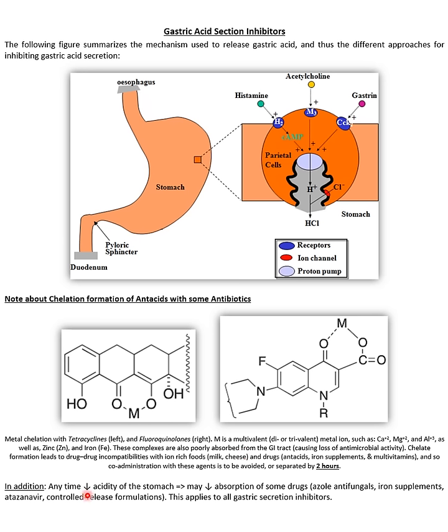Finally, all the acid reducer medications, whether they are antacids, H2 histamine antagonists, or proton pump inhibitors, will reduce the acidity of the stomach, obviously, and for some drugs this might affect their absorption, because for some drugs absorption might require that the stomach be acidic. Such drugs are the azole antifungals, atazanavir, and some of the controlled release formulations. So this fact applies to all the gastric acid inhibitors.